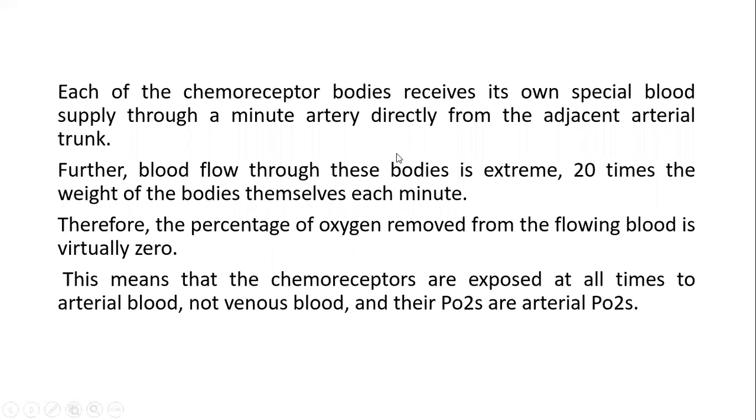Each of the chemoreceptor bodies receives its own special blood supply through a minute artery directly from the adjacent arterial trunk. Further, the blood flow through these bodies is extreme, 20 times the weight of the bodies themselves each minute. Therefore, the percentage of oxygen removed from the flowing blood is virtually zero. This means that the chemoreceptors are exposed at all times to arterial blood, not venous blood, and their PO2 is arterial PO2.